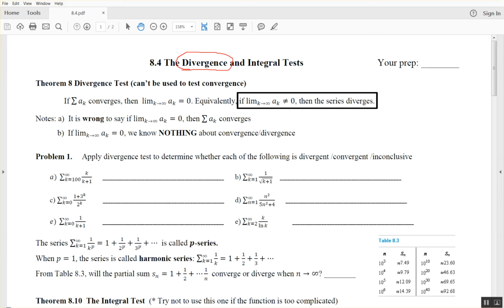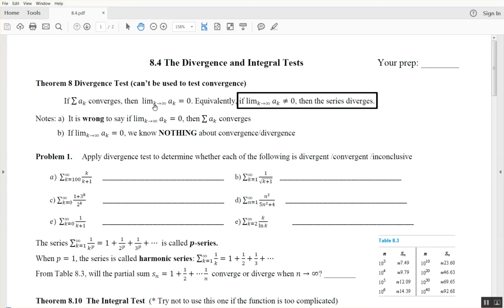The first one is the divergence test. It is the easiest one. And the second one is the integral test. Let's begin with the divergence test. Now, again, this so-called divergence test, you only use it to test divergence. You cannot use it to test convergence. I put a warning here because I've seen so many students abusing this rule in an incorrect way.